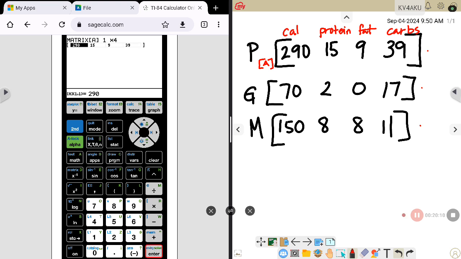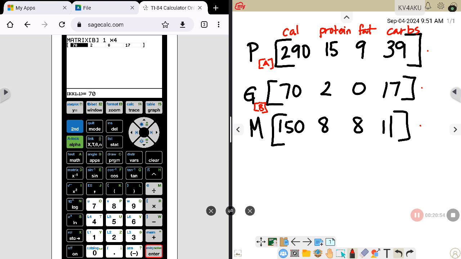So there's the pizza. Then the next one, I want to enter the gelatin dessert. So I'm going to go to second, matrix, back over to edit. And we're going to put the gelatin in matrix B in our calculator. So edit matrix B. It's also 1 by 4. And then enter the numbers for the gelatin dessert. So 70, 2, 0, and 17.